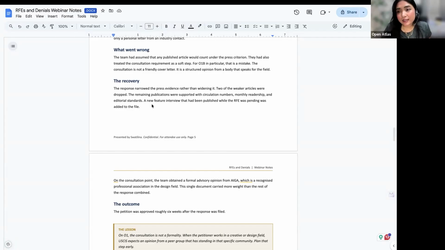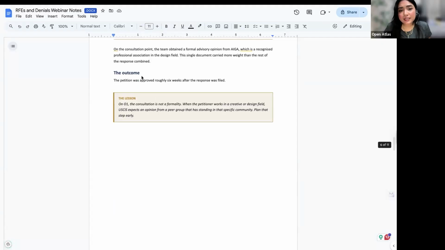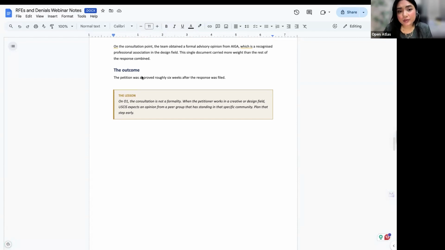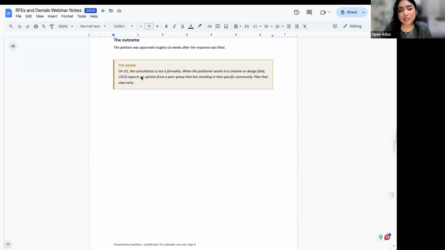We can definitely add some new components or evidence while the RFE is pending. But please make sure that you are discussing this with your attorney and understanding whether that can be added or not. On the consultation point, the team obtained a formal advisory opinion from a particular organization, a recognized professional association in the design field. The single document carried more weight than the rest of the response combined. So on O1, the consultation is not a formality.